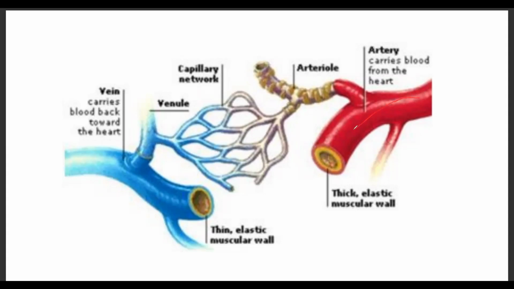Now this is the artery. The artery carries blood from the heart. Then within the tissues, it divides into smaller vessels called arterioles. Right? These arterioles pass blood into microscopic vessels. These microscopic vessels are called capillaries.